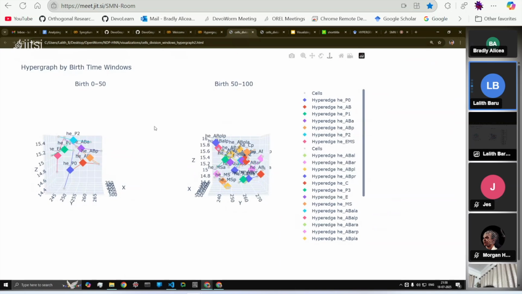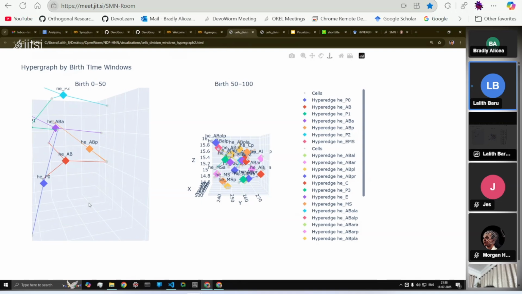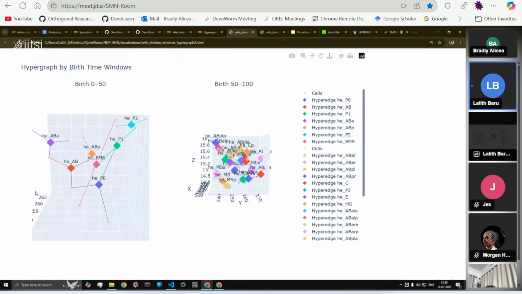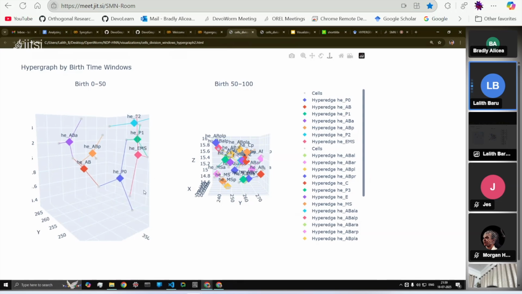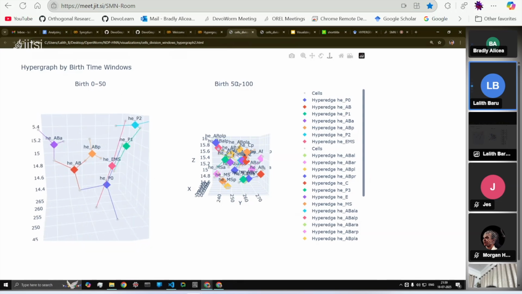So instead, what I've done is I have taken certain birth times, say 0 to 50. Let us see how the behavior is. Here I'm able to see from 0 to 50. It starts from P0 at birth time 0, and it divides into P1 and AB. From AB, it is again divided into ABP and ABA. So what is the information it carries at birth time 17? This is quite a good intuitive visualization. So this is birth time 0 to 50, and then 50 to 100.